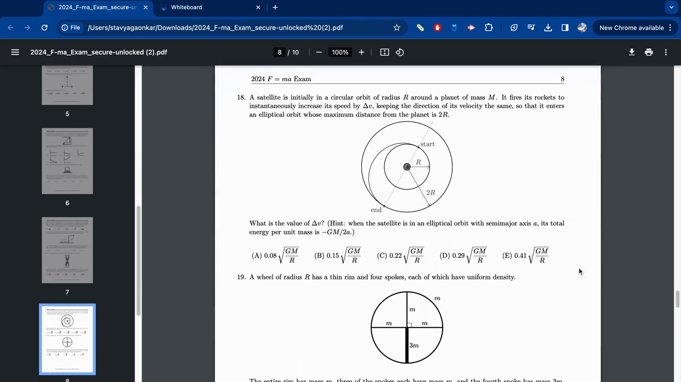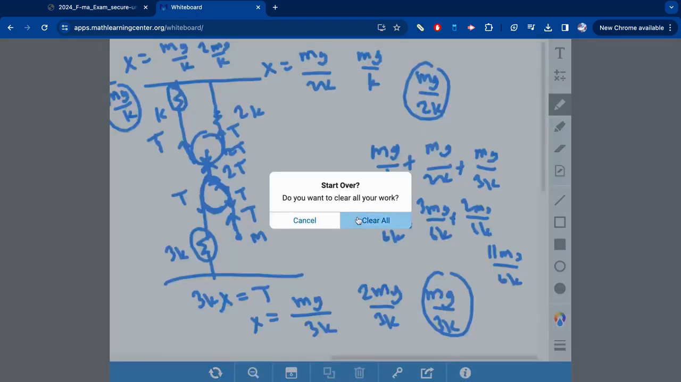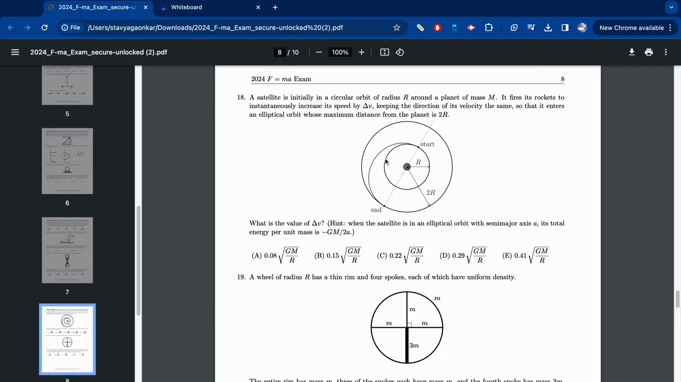Okay, moving on to question number 18. So we have a satellite that is initially in a circular orbit of radius r around a planet of mass m, and it fires its rockets to instantaneously increase its speed by delta v, keeping the direction of its velocity the same, so it enters an elliptical orbit whose maximum distance from the planet is 2r. What is the value of delta v?